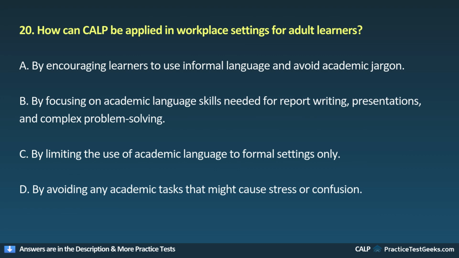20. How can CALP be applied in workplace settings for adult learners? A. By encouraging learners to use informal language and avoid academic jargon. B. By focusing on academic language skills needed for report writing, presentations, and complex problem solving. C. By limiting the use of academic language to formal settings only. D. By avoiding any academic tasks that might cause stress or confusion.